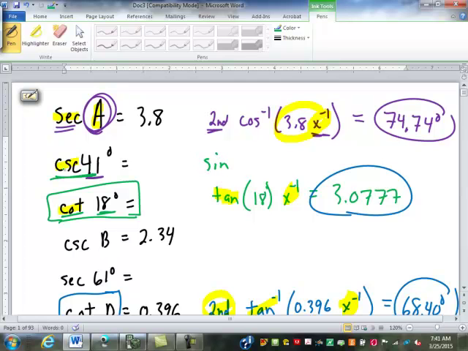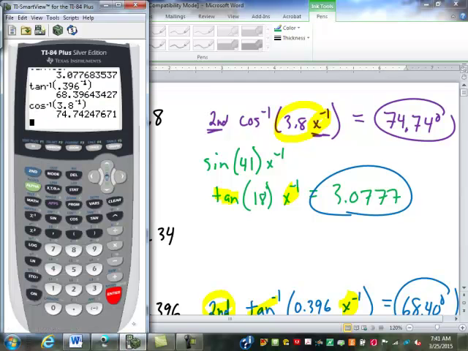Sine. Now, since this button didn't appear on our calculator, that means x negative 1 comes into this at some point. Inside or outside the parentheses? Outside. We had the angle, so it goes outside. So it's sine 41, close, x negative 1, equals 1.5243.